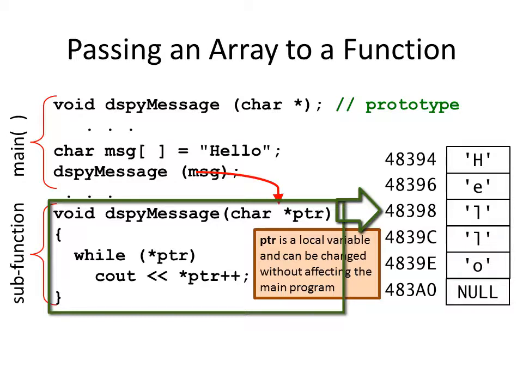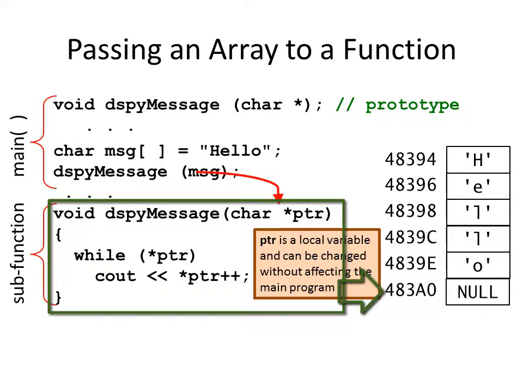Go back to the top of the while loop, star PTR looks at the L, says that's non-zero, goes down to C out star PTR, displays the L, increments the pointer, and that happens at the end of that line. So then I go back to the while loop again at the top.